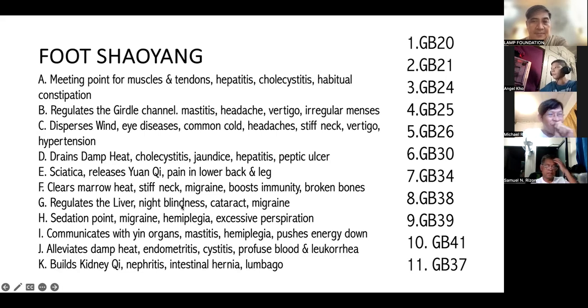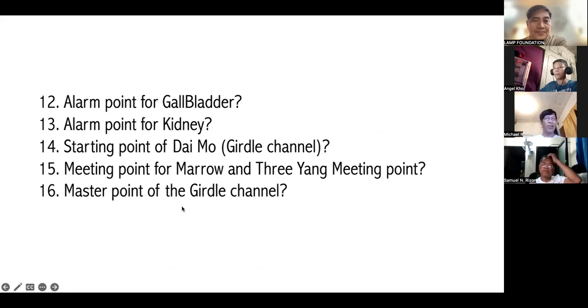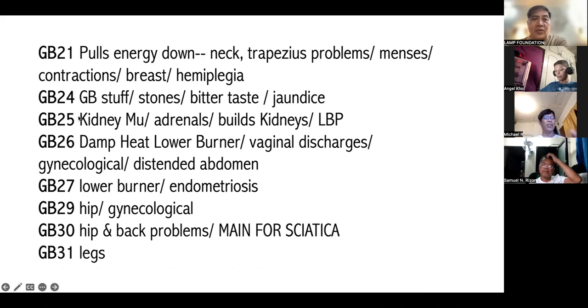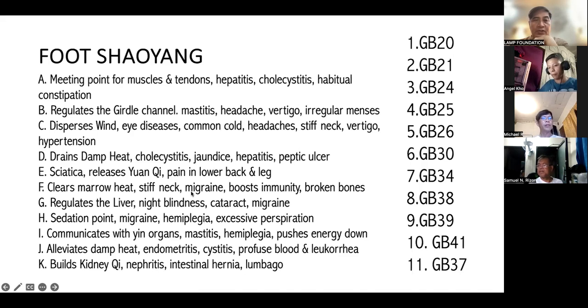Number five, Sir Michael, GB26. GB26, damp heat in the lower burner, vaginal discharges, gynecological, distended abdomen. So let's take a look. What's your answer? GB26, letter B po. Here it's still damp heat. Letter J. Endometritis, cystitis, profuse blood, and leukorrhea. Leukorrhea means there is discharge coming out. When a woman has discharge, that's damp heat.